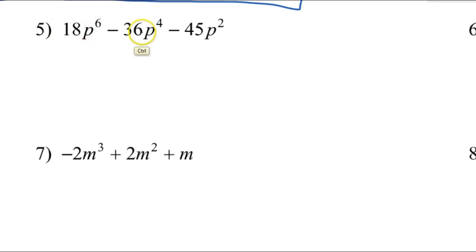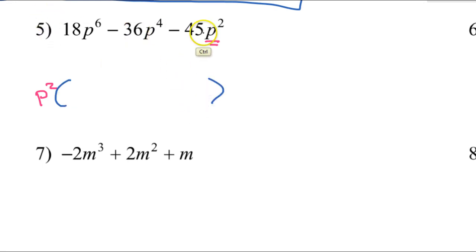Number 5, are these in descending exponential order? 6, 4, 2, yep, that's the correct order, so I don't have to worry about that. Does every term have variables in it? Yes, all of the terms have variables. That means the GCF will have a variable in it. The smaller amount of variables is p squared. So that means that there will be a p squared in the GCF. So now all I have to worry about is the number part.